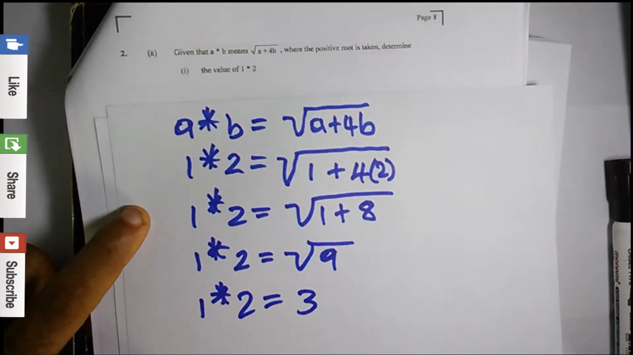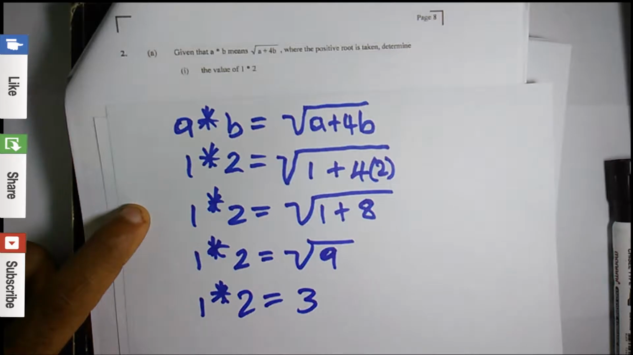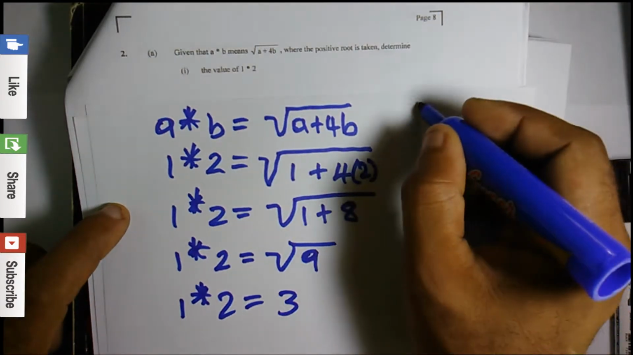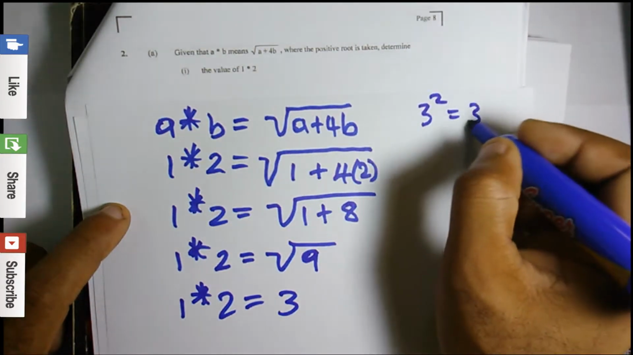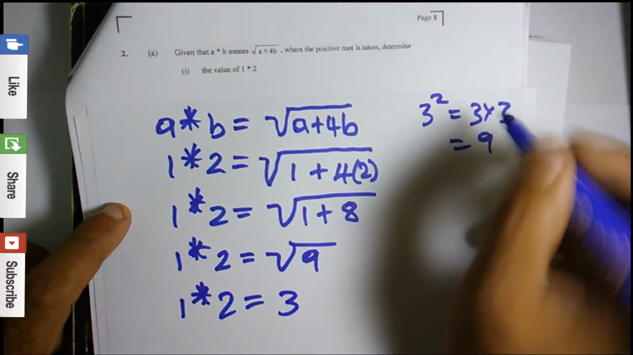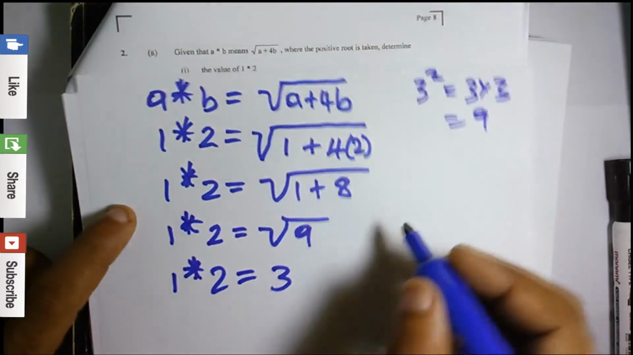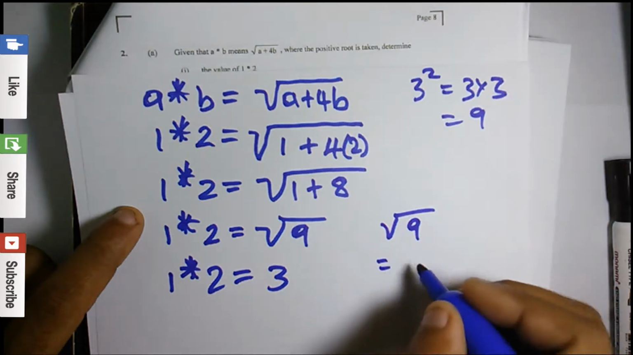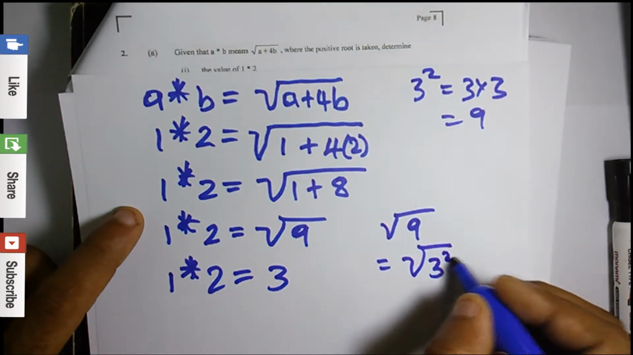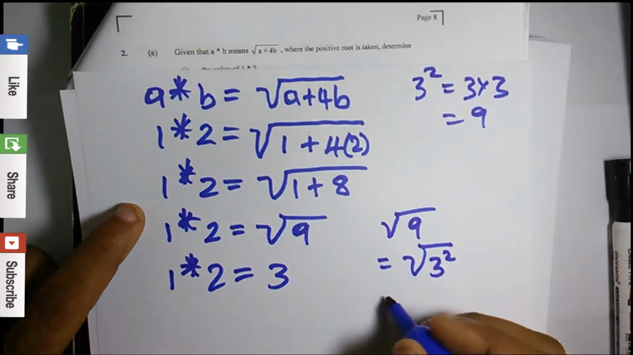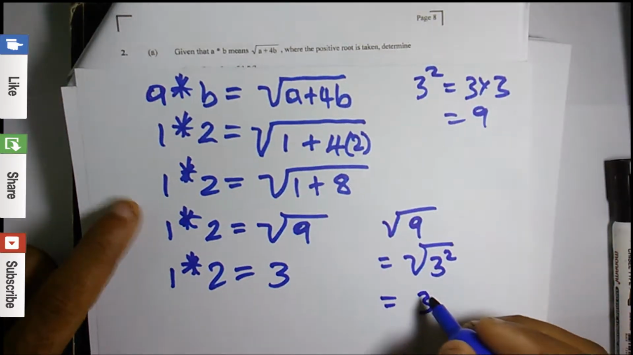So remember, when you're finding the square root of a number, you think to yourself, what number do I multiply by itself to get the number underneath the square root? So remember, 3 squared is equal to 3 times 3, which is equal to 9. So the square root of 9 is 3. Or we could even say this, the square root of 9 is equal to the square root of 3 squared, and we already know that the opposite of square is square root. They're going to cancel each other, so the answer would be 3.